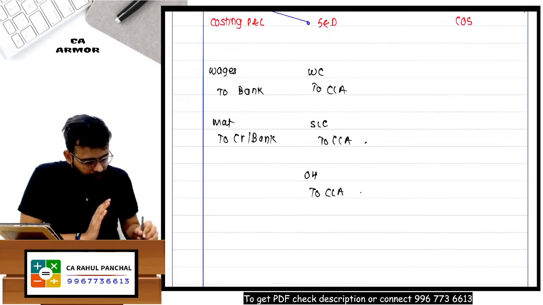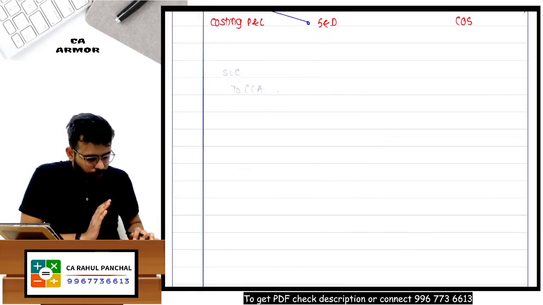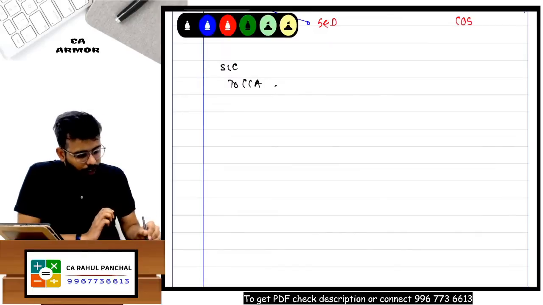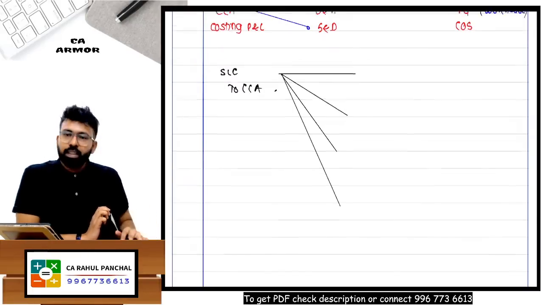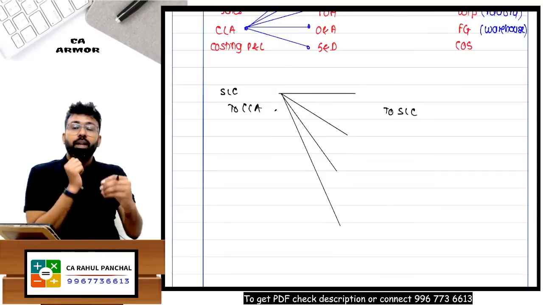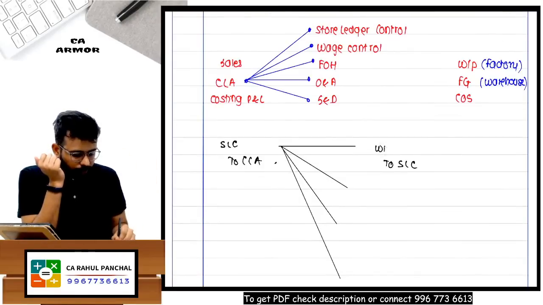Which is very important. When the material comes, you are passing this entry. Understand this. When material comes, you are saying SLC to CLA. Now this material is in the godown. Now we will issue this material. Once you say you are going to issue this material, now it all depends. Let us say you are issuing this material, so you will say material is going. If material is going for production activity in the factory, so entry should be this.